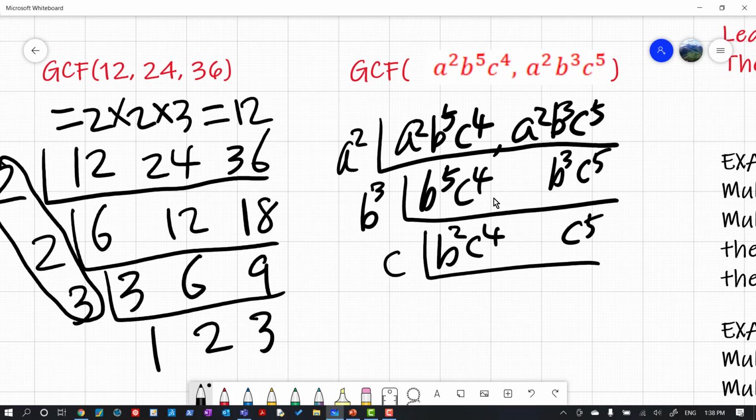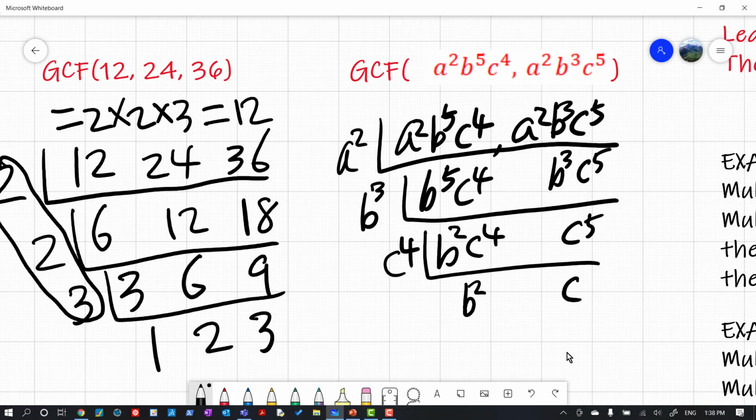How many C's can you get out? Totally, you can get C to the fourth power. And what you have right here is B squared, and then you have C. So this is the end of the extraction.